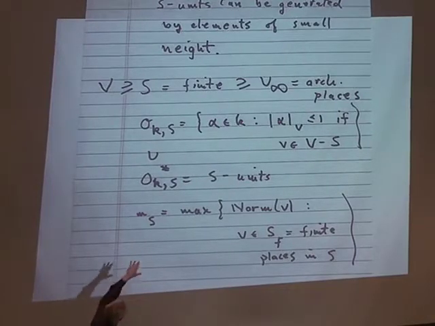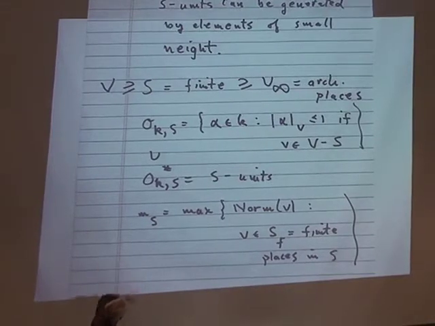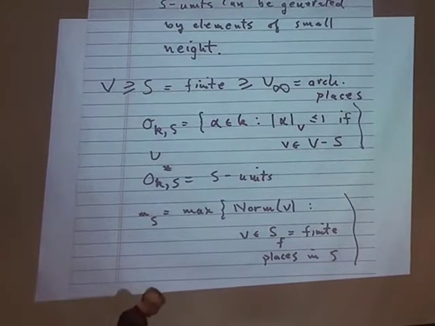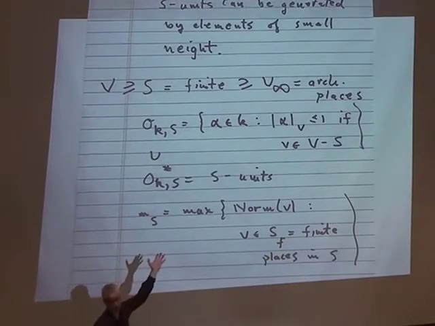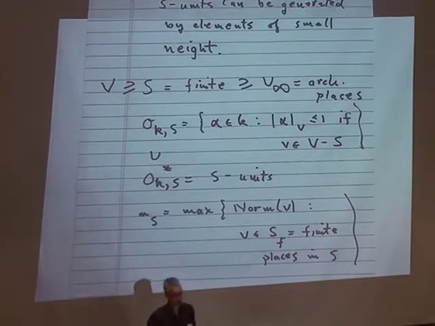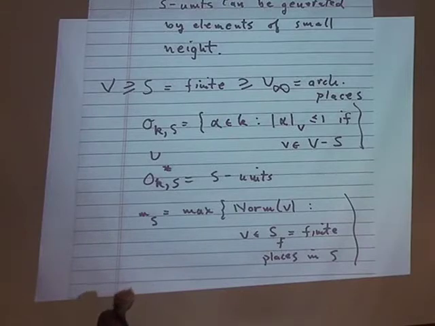And then you can look at the unit group of that ring. The unit group will be a nice finitely generated abelian group. The rank of the unit group is the number of finite places in S plus the number of complex places minus 1. So this is a nice finitely generated abelian group. When S is just the infinite places, it's just a unit group.